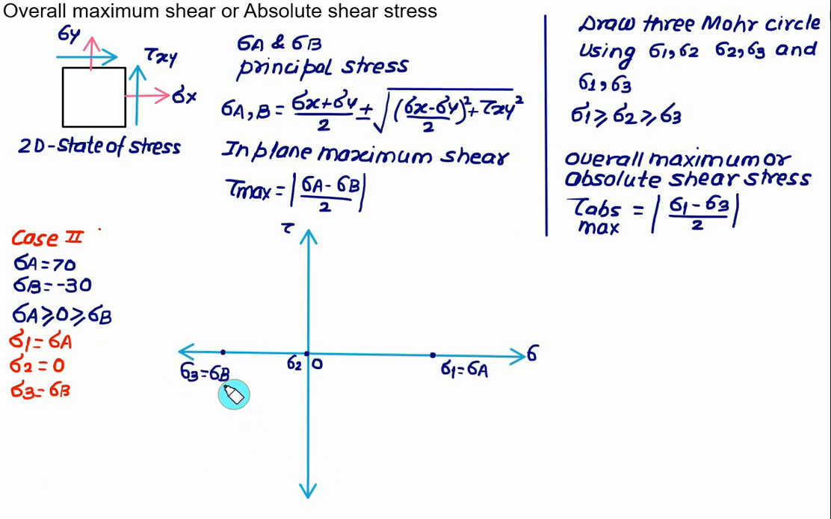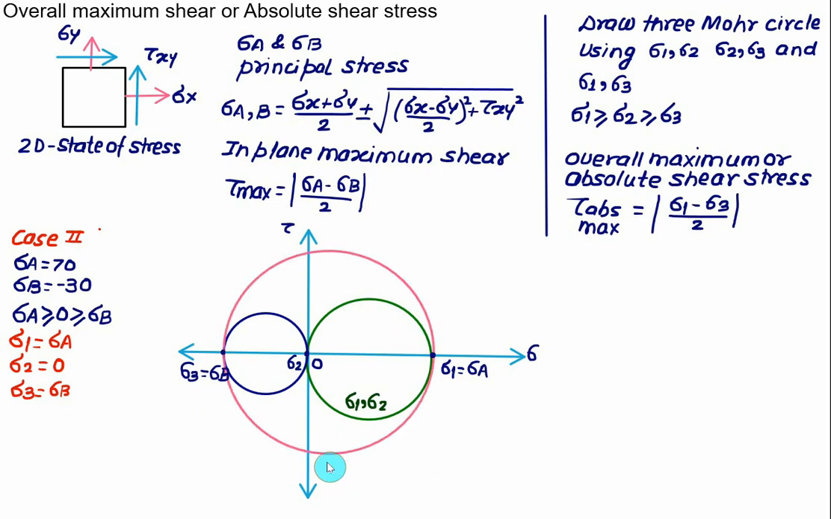In this case, the first Mohr circle is drawn for sigma 1 and sigma 2, and it will look like this. Then one more circle we can draw for sigma 2 and sigma 3. This is the second Mohr circle, passing through sigma 2 and sigma 3. One more circle you have to draw with sigma 1 and sigma 3. That will be the largest possible Mohr circle, formed using sigma 1 and sigma 3.